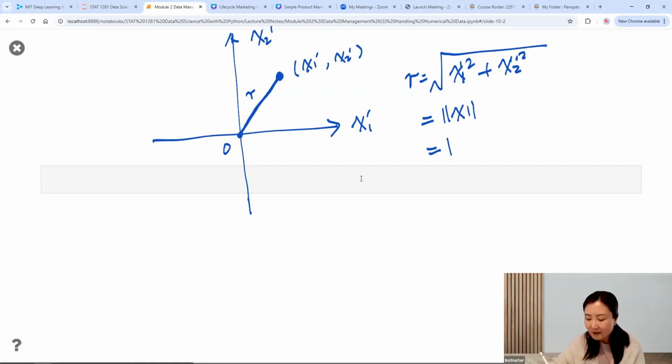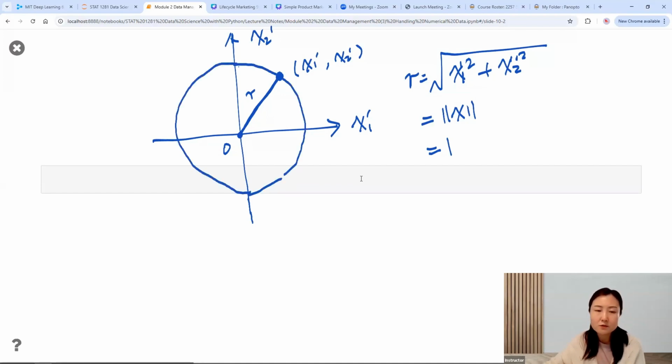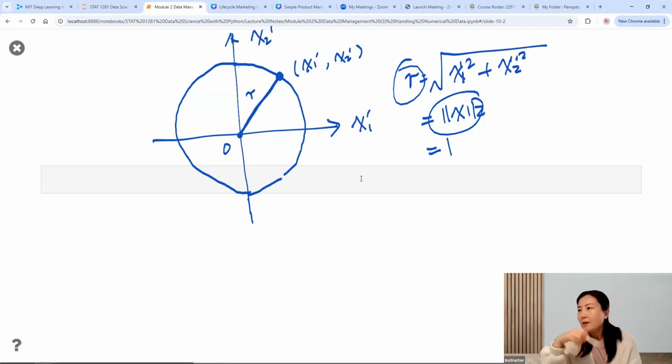So consequently, after you normalize your data, all of the transformed observations or data points will be on a unit circle. They might be positive or negative, but the distance, which is the L2 norm, is always equal to 1. So if you have 2-dimensional data, after you transform the data, they will be on a unit circle.